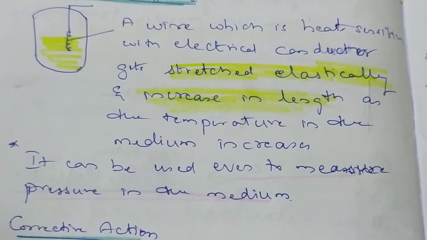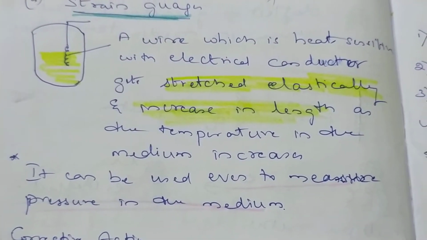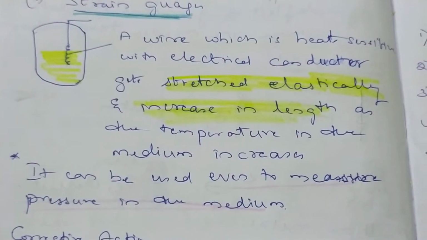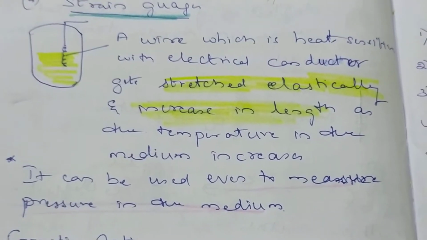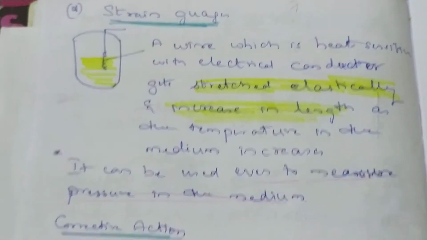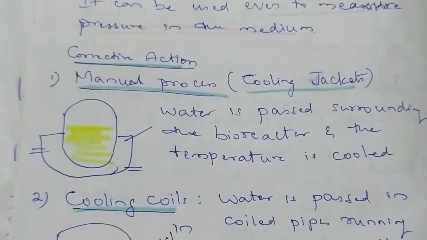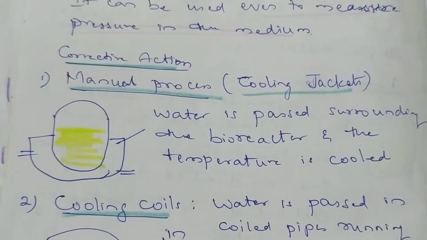If there is pressure, strain will also increase in the fermenter. Strain will be developed, and stress will be developed due to pressure. When that is going to affect the cells, that can also be understood by this mechanism. So the strain gauge is another thing. There are different ways of detecting the temperature like this.